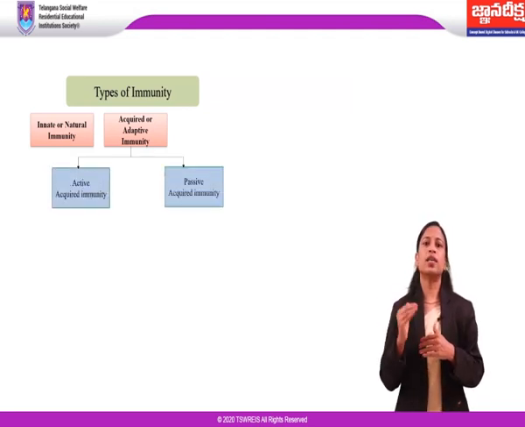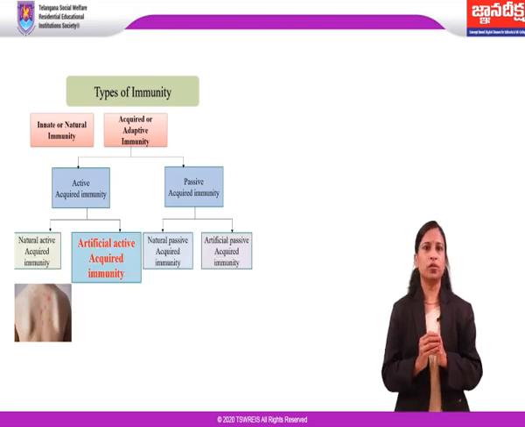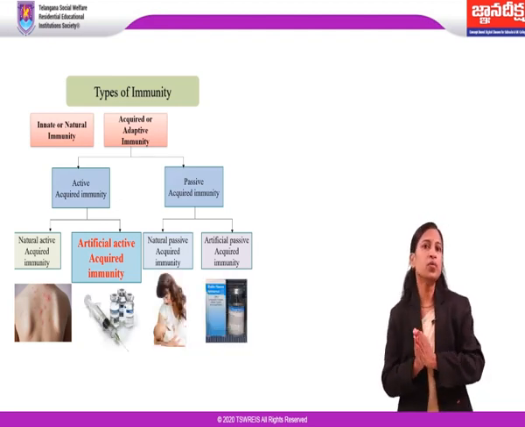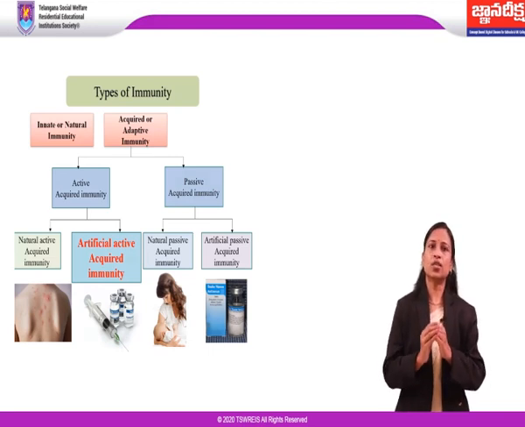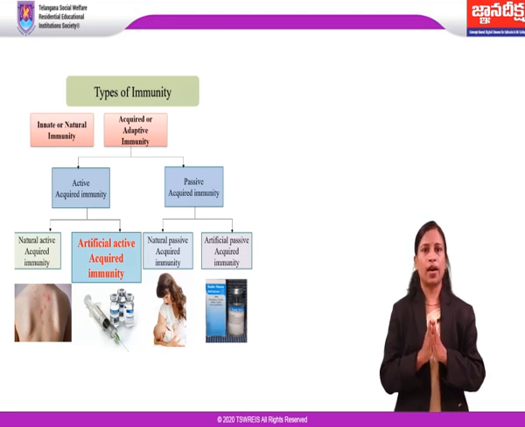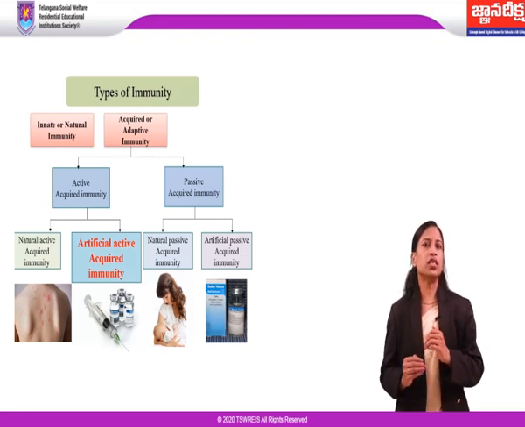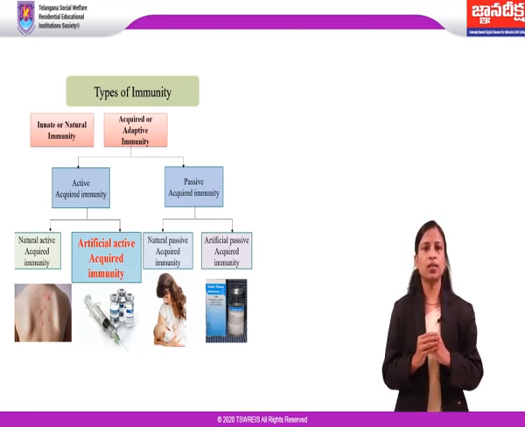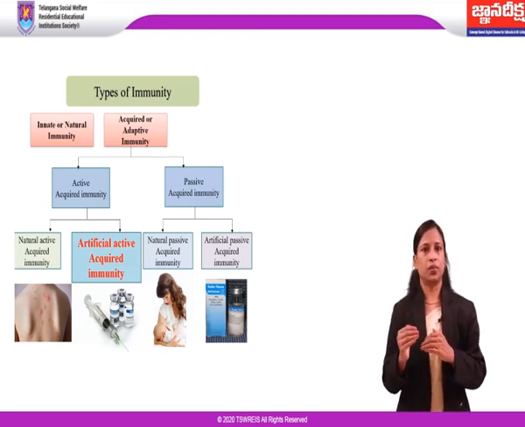Active immunity is either natural or artificial. If a person acquires an infection by natural exposure to any pathogen via food, water, air or any other source, our body develops immunity to protect from such diseases. This kind of immunity is called natural active acquired immunity. In contrast, if a person develops immunity to artificially acquired antigens in the form of vaccines, it is called artificially acquired immunity.